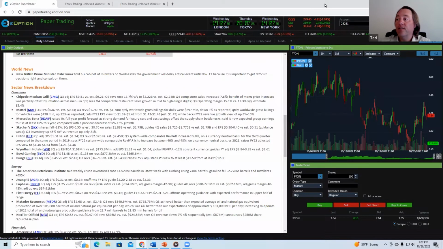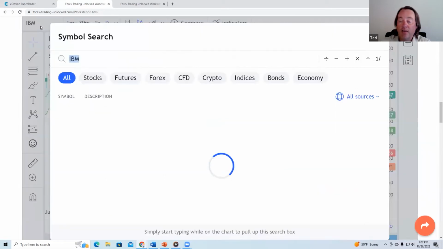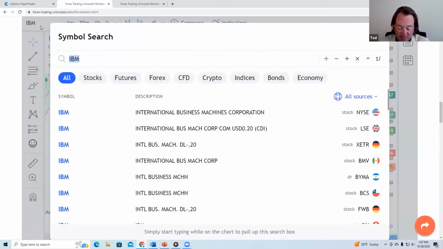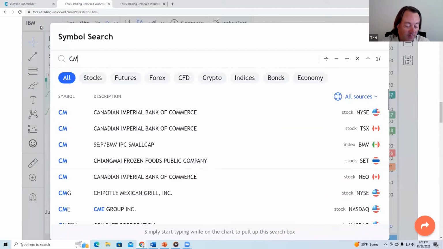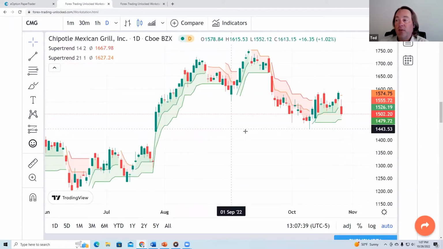Okay, so now let's get to a chart here. All right, so let's see, we had Chipotle. We don't need to look at that one. So CMG, let's take a look at what this stock is doing. All right, CMG here is Chipotle Mexican Grill.